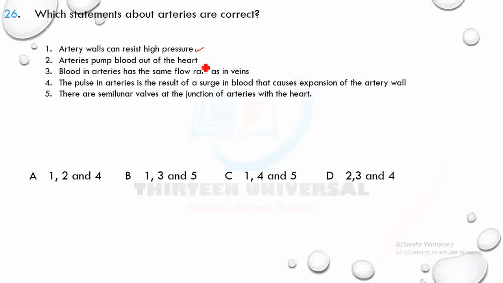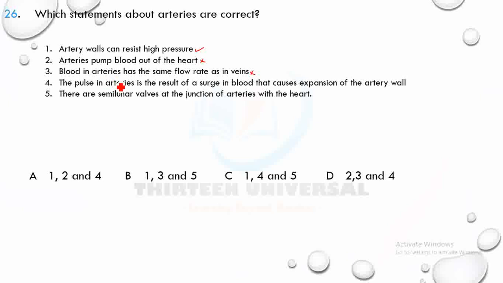Arteries pump blood out of the heart. They don't pump blood. It's the heart that pumps blood. Blood in arteries has the same flow rate as in veins. No. Blood flows faster in arteries. The mean velocity of blood is high in arteries.